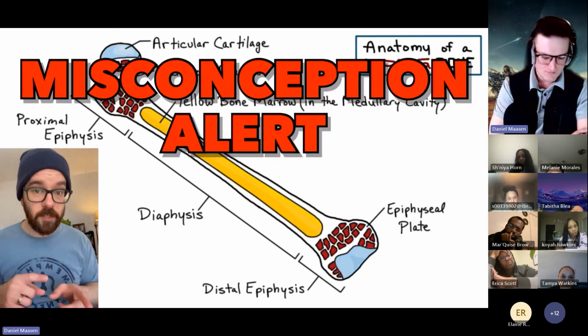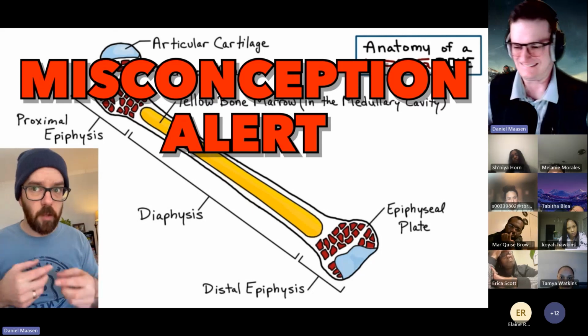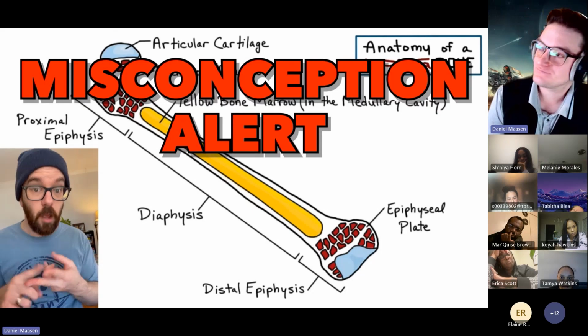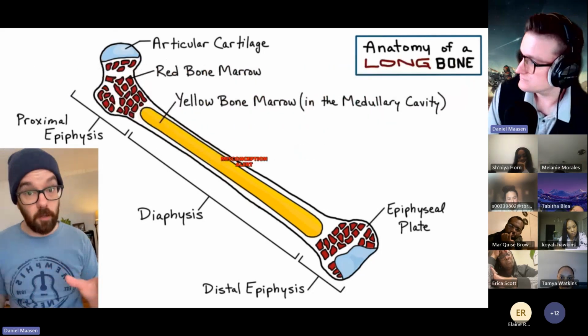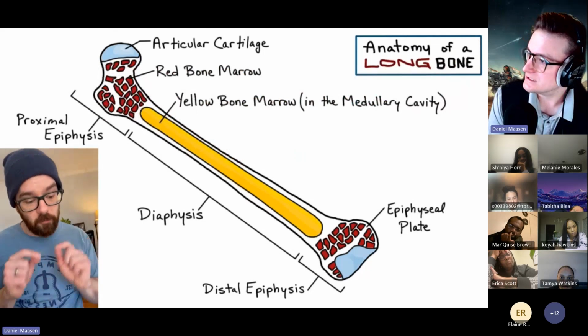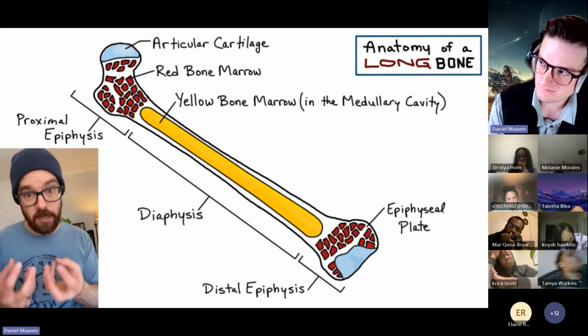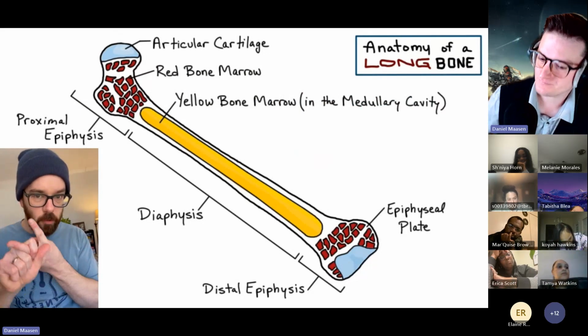Now, a common misconception is that red bone marrow makes red blood cells and yellow bone marrow makes white blood cells, which makes a lot of sense because we've got 2 colors of blood cells, 2 colors of bone marrow, but it's wrong. The yellow bone marrow doesn't make blood cells at all. Your white and your red blood cells are made in the red bone marrow. The yellow bone marrow has a different function, and that's going to be the storage of fat and nutrients to help the bones. So red bone marrow makes blood cells, yellow bone marrow, fat storage.